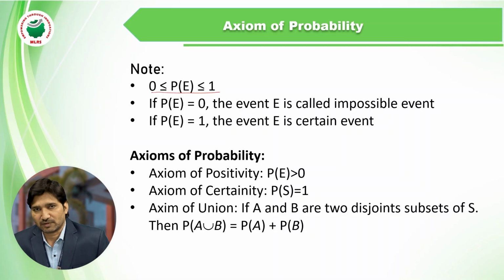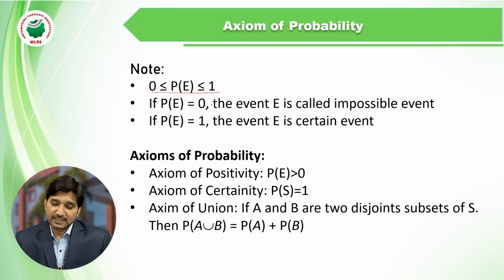Probability is not more than 1. If probability equals 0, this is an impossible event. In case probability equals 1, then the event is a certain event. And we have also discussed the axioms of probability. There are three axioms.